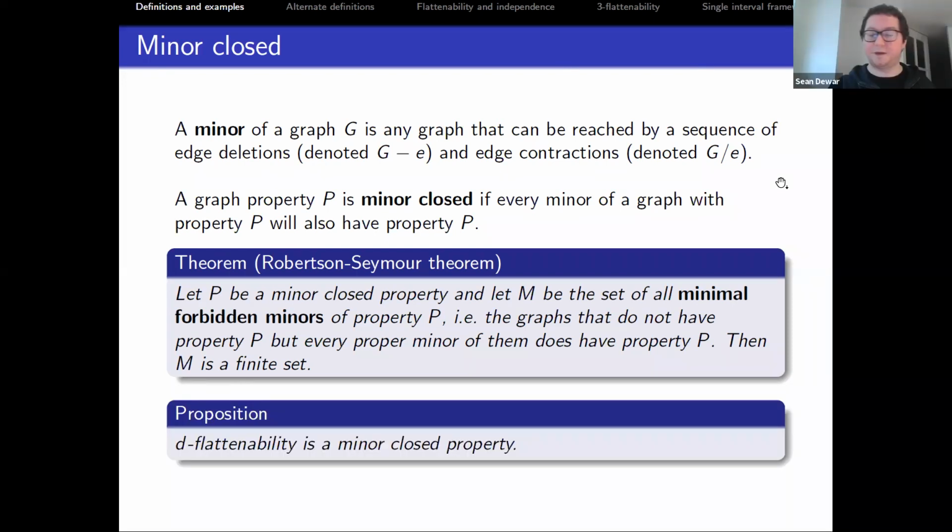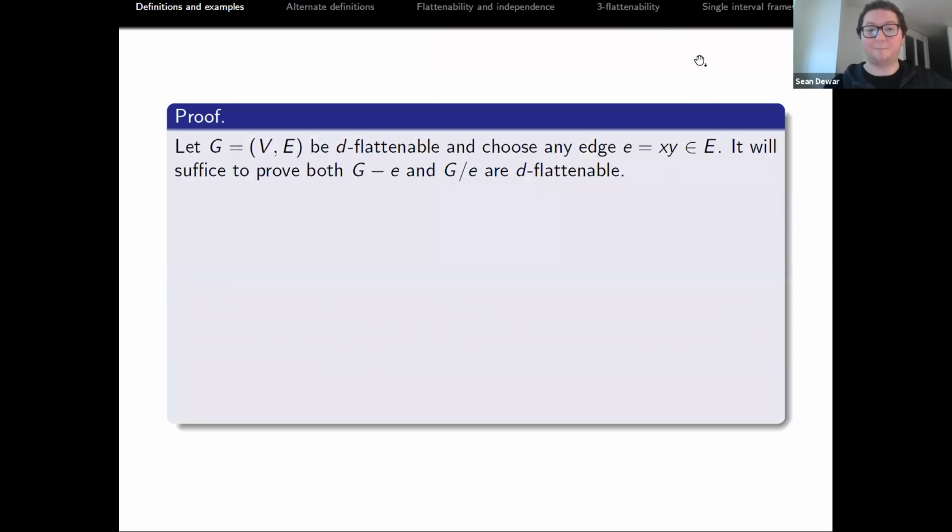Okay. What I was building up to is that deflattenability is a minor closed property, which is important for what we're doing. It also immediately shows you that this can't be the same as independence, because I just said that independence in the rigidity sense is not a minor closed property. So the two things are definitely distinct. And the proof is fairly simple. If you take a graph, we just have to show that both removing an edge and contracting an edge will preserve flattenability. That's because if we can do it once, then we can just keep doing it.